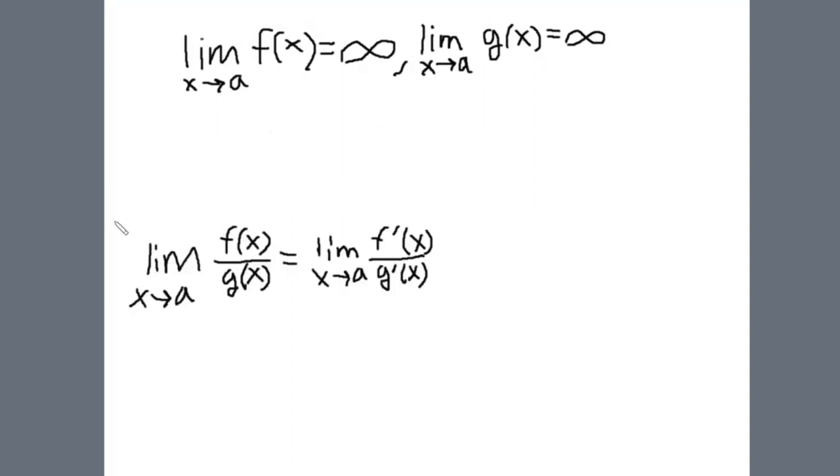So we can write the limit as x approaches a of f of x over g of x as the limit as x approaches a of f prime of x over g prime of x if the limit as x approaches a of f of x and of g of x equals infinity or negative infinity.